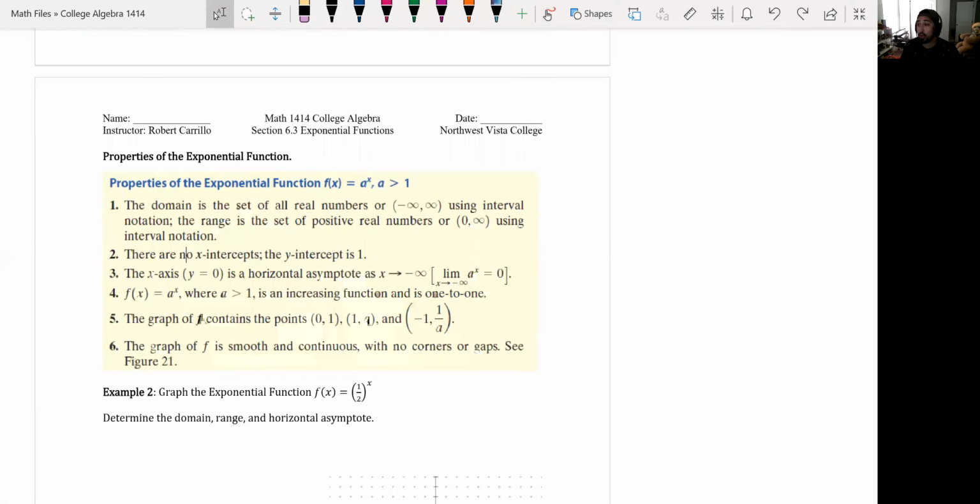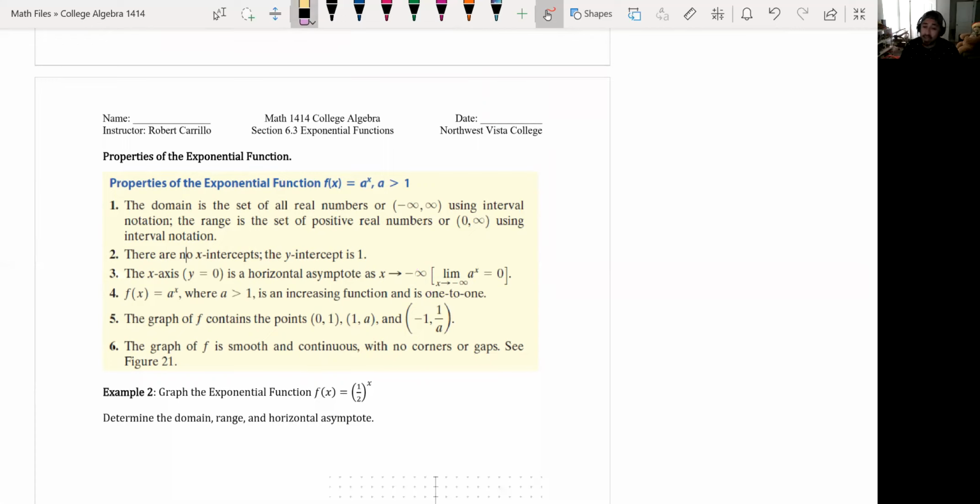The x-axis, or the line y equals 0, is a horizontal asymptote as x approaches negative infinity. So by some calculus notation, which is what you see right here, the way you say this is you say the limit as x approaches negative infinity of the exponential function a to the x will equal 0. So we know the line will approach 0 but never touch. So that is the basic definition of a limit.